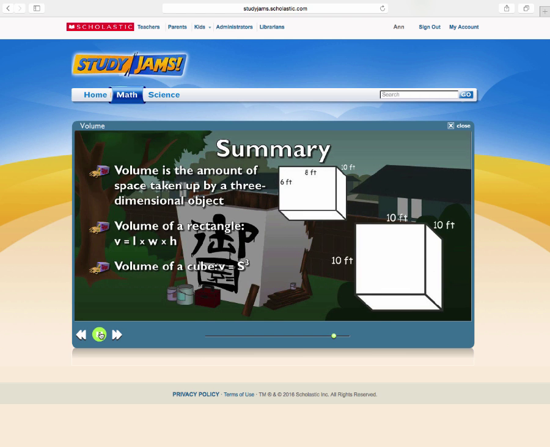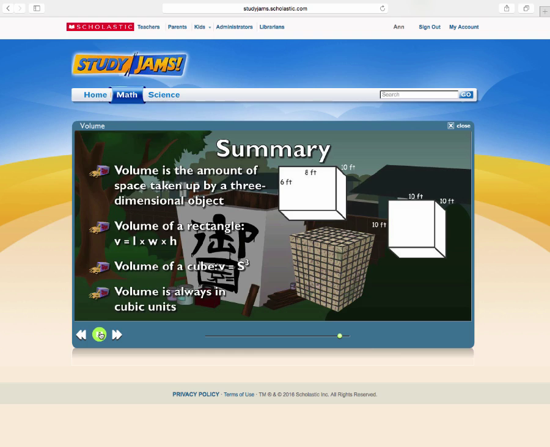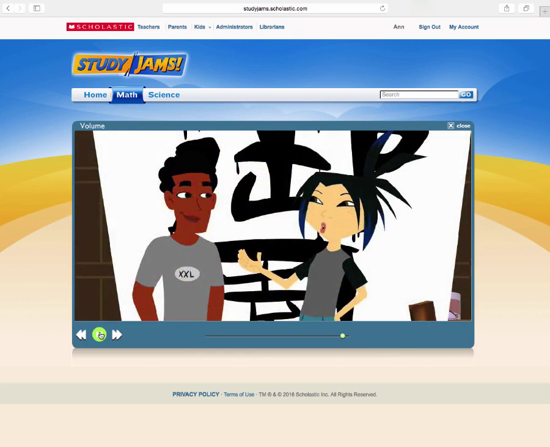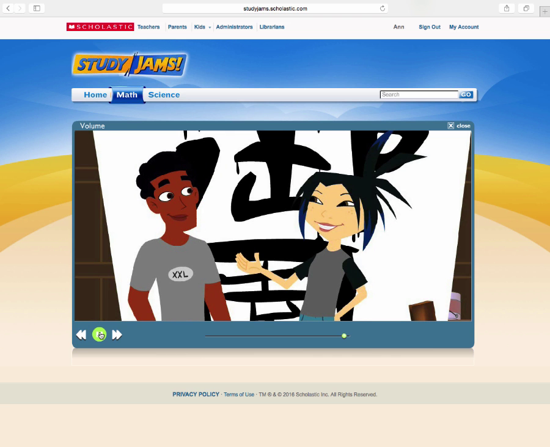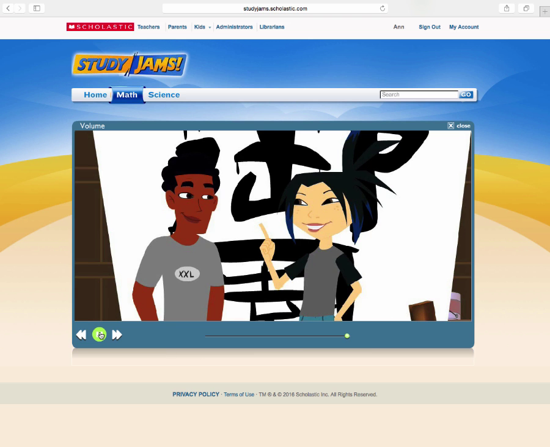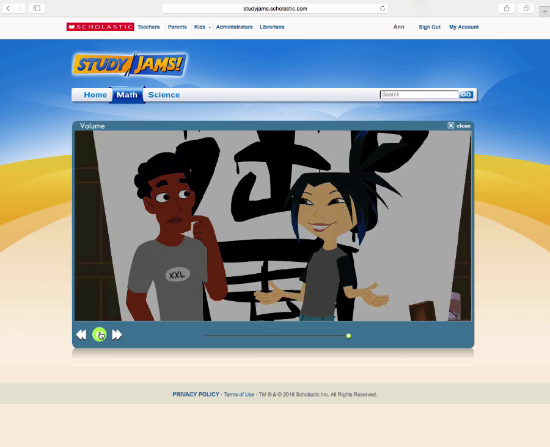A cube's even easier. Since all the sides are the same, the volume's S cubed. And don't forget to give your total in cubic units. Just think of all those little cubes inside. Very nice, RJ. You've got volume down for sure. I've got one question, though. Yeah? Where are you going to find 480 cubic feet of noodles?